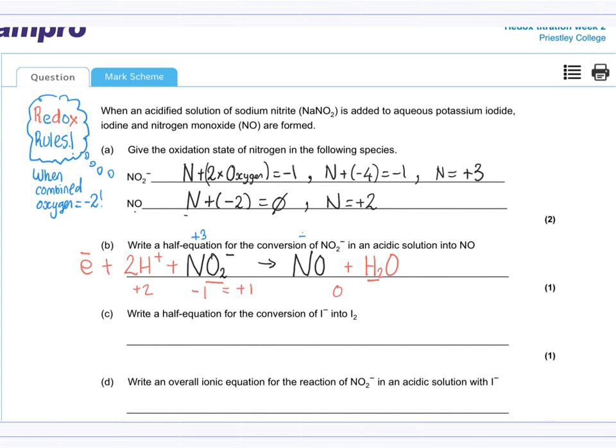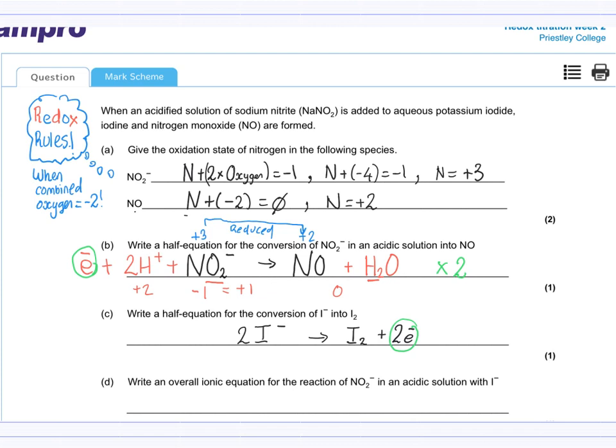You can also double check with the oxidation states. We know that NO2- going to NO, the nitrogen has got an oxidation state of +3, it's going down to +2, so it must have gained an electron. Writing the half equation for iodide into iodine, don't forget to balance your atoms out.